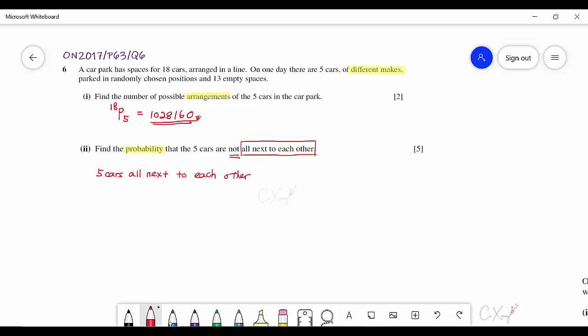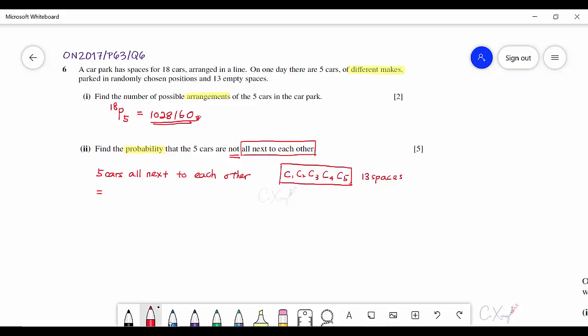Okay, so since the 5 cars are all different, we have car 1, car 2, car 3, car 4, and car 5. So we have these 5 cars here. Originally you have 18 spaces, but when you put the 5 cars in already, you still have 13 spaces. So the 5 cars here and also the 13 spaces.